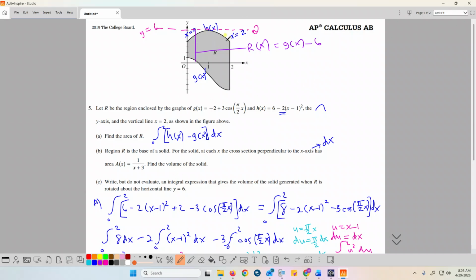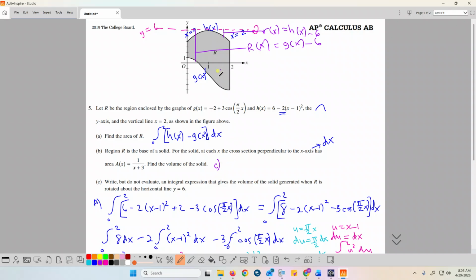Now, what is little r? Well, what's the small radius as you rotate this thing around? And from here, the axis of revolution to the inner function, that's going to be this function. It's a little closer. I'll just draw that here so you can see it. And that right there is little r. So I'm going to put it here as little r. And then little r is that function, which is h of x. And then minus the axis of revolution, which again is just 6. Okay, so let's keep that in mind because now we have to do the whole write, but do not evaluate an integral expression that gives the volume of the solid. Okay, so I'll work that one out up here.